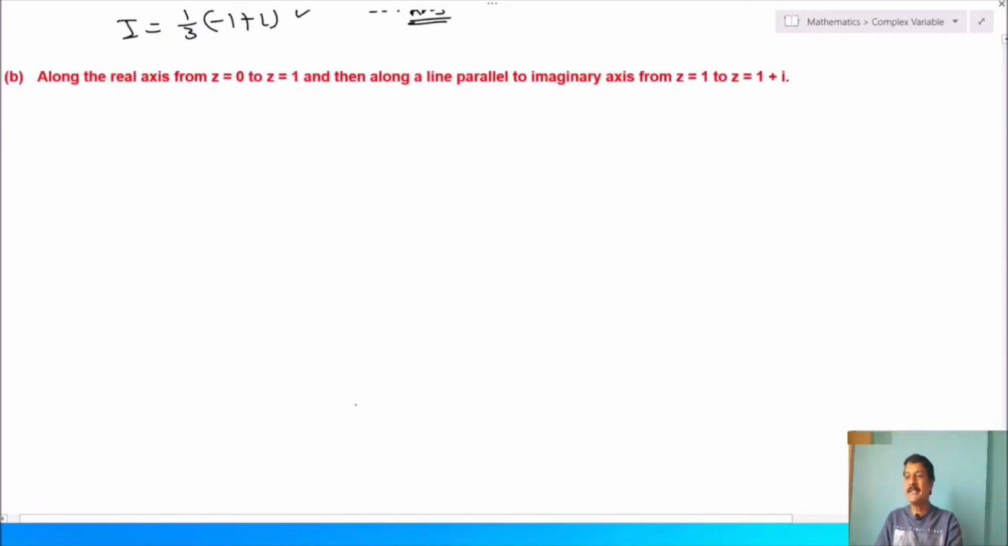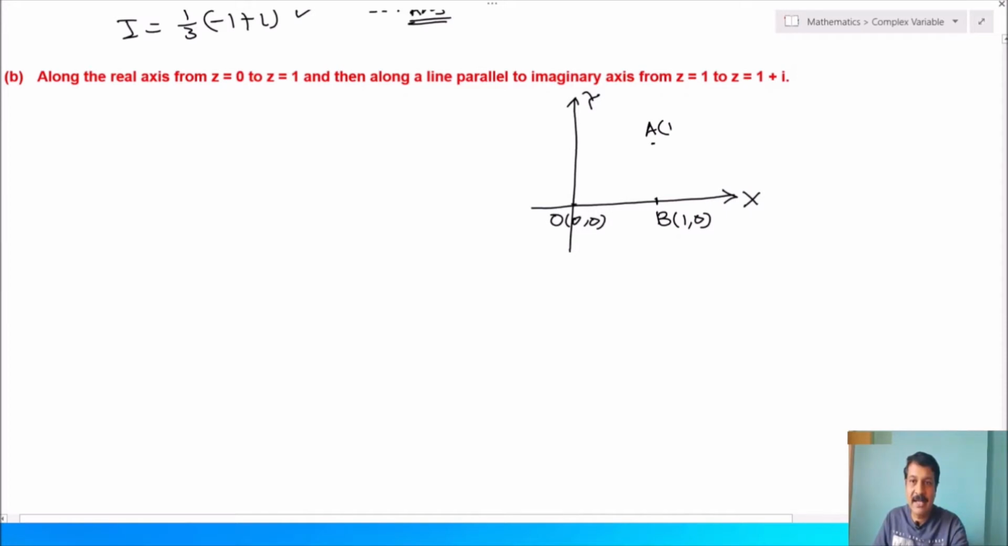Now, along the second path, that is along the real axis from z equal to 0 to z equal to 1, and then along the line parallel to the imaginary axis from z equal to 1 to z equal to 1 plus i. Draw the figure. Here is the x axis, the y axis, and here O, the origin, is (0, 0). Here z equal to 1 means the real part is 1. If we consider this point B, it is (1, 0), and z equal to 1 plus i means the point (1, 1). If we denote this as A, that is z equal to 1 plus i. So, the path is 0 to B and B to A.